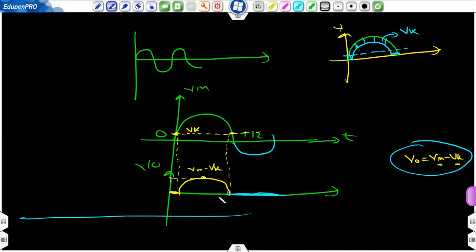So we will derive some parameters for this half wave rectifier. Tomorrow we have a class at 11:20. Tomorrow we will discuss some parameters like average DC voltage and efficiency. And then we will start the full wave rectifier.